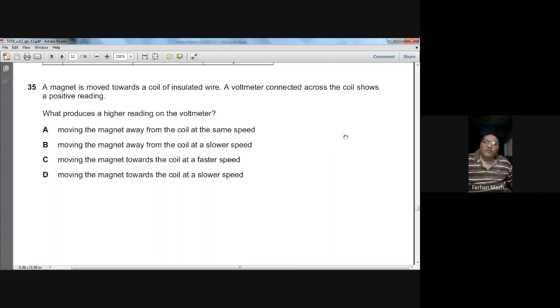You use a stronger magnet, you move the magnet faster, or you increase the number of turns in the coil. So there are three things: use a stronger magnet, move the magnet faster, or use a coil with more number of turns in it. So for question number 35, C is the option, moving the magnet towards the coil at a faster speed. The EMF induced will be larger. There will be a larger reading shown on the voltmeter. Question number 35, C is the option.